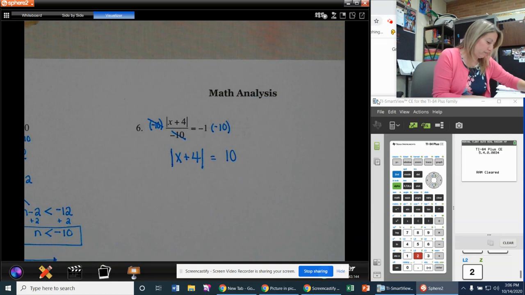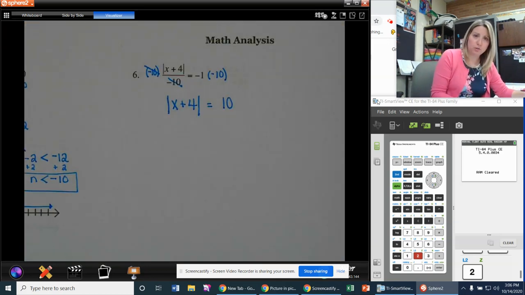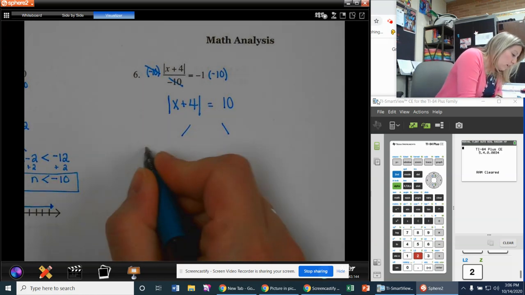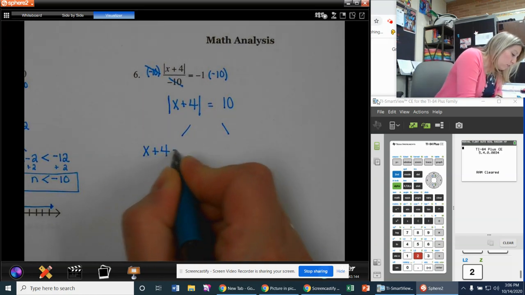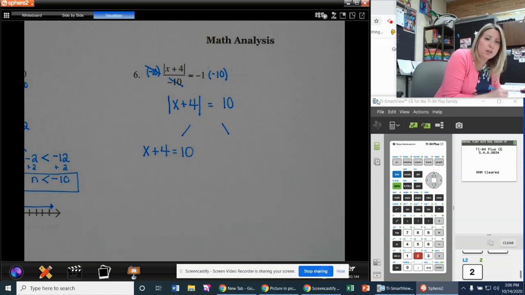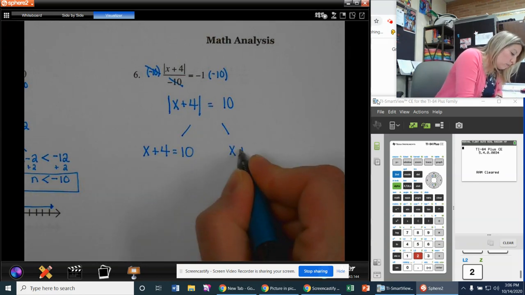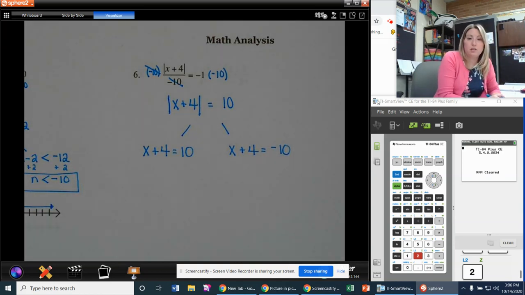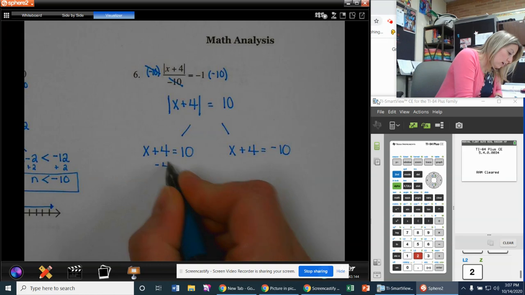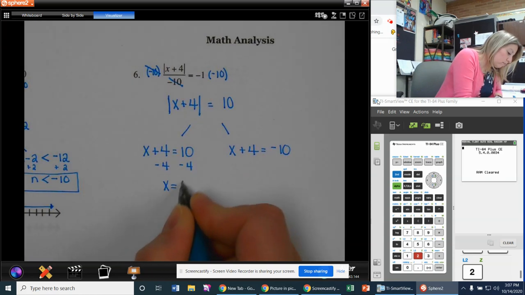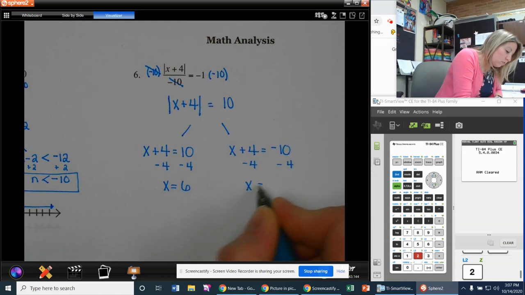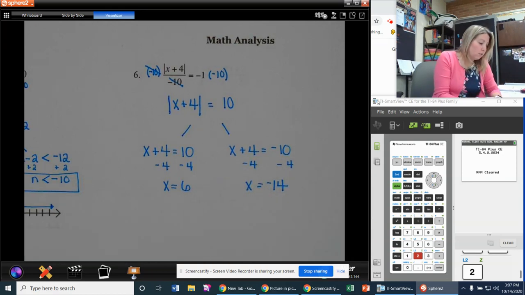Still got to keep going. Not a no solution. It's an equal sign, though. Two scenarios. X plus 4 equals 10, the regular. Now, the other scenario is x plus 4 equals negative 10, the negated side. All right. Get that x alone. Cool. Get that x alone. Cool. There's 2 answers. That's it.